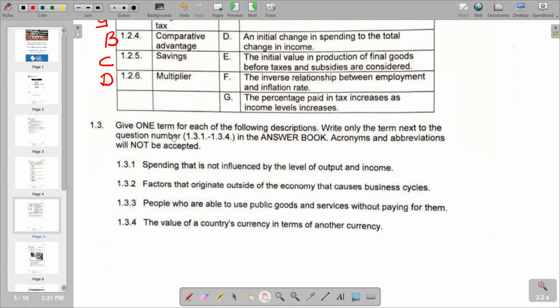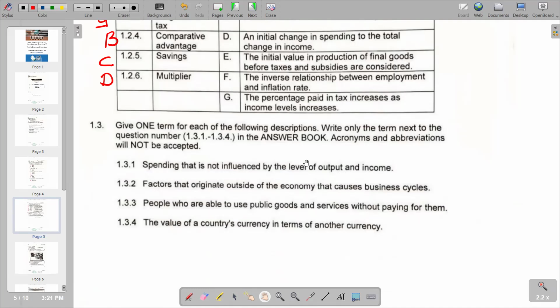1.3 reads, give one term for each of the following descriptions. Write only the term next to the question number, that is 1.3.1 to 1.3.4, in your answer book. You're given an instruction that reads acronyms and abbreviations will not be accepted. Very important to take note. Then the first question, spending that is not influenced by the level of output and income. We know that this is autonomous spending.